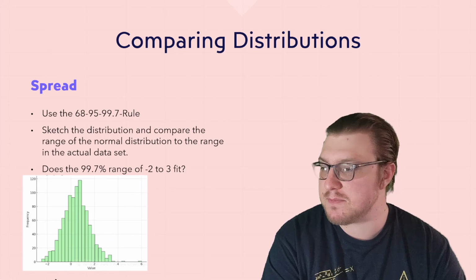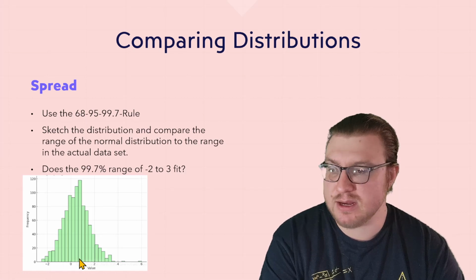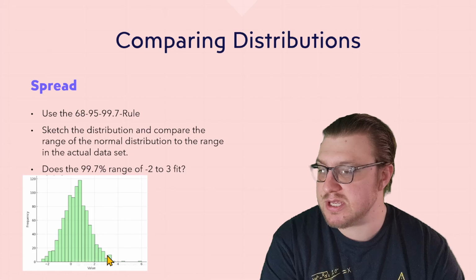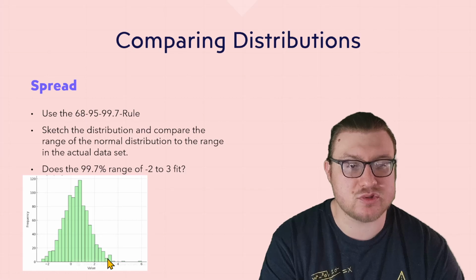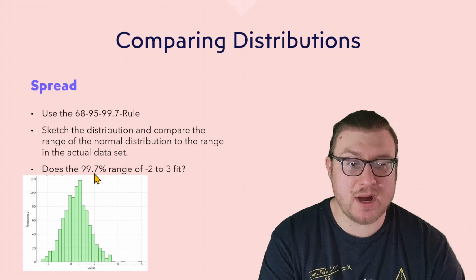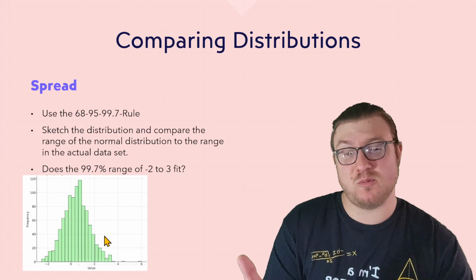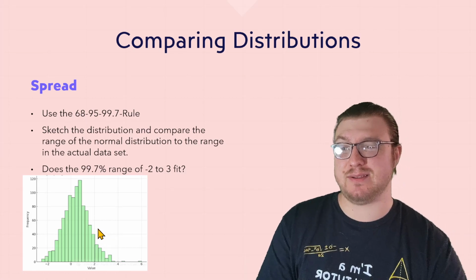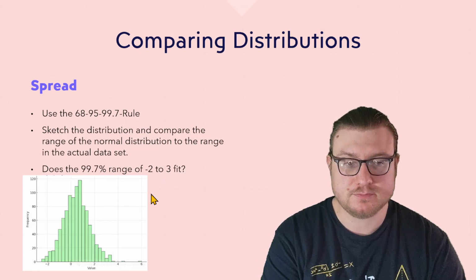But if we look at -2, there's quite a bit of data out here. And then if we look at 3, 3 is about here. So all of these here at the end are also outside this rule. 99.7% is quite strong. So I would probably say it's close, but it would not quite be exactly the standard deviation that they have given us for the normal distribution.